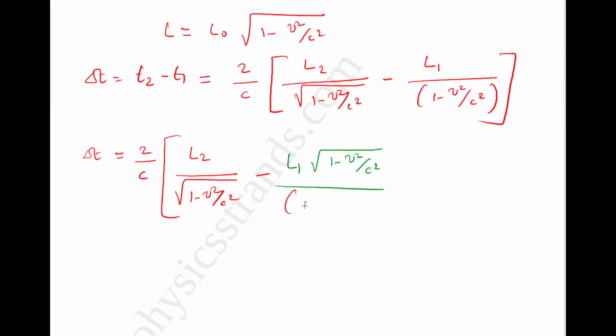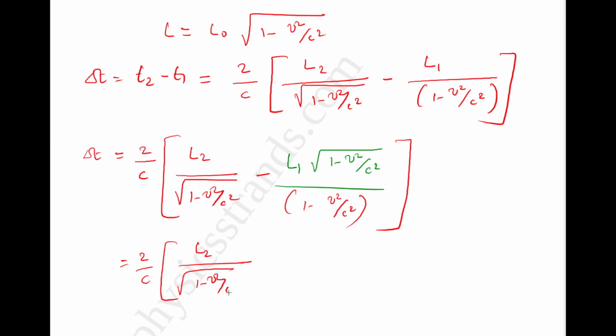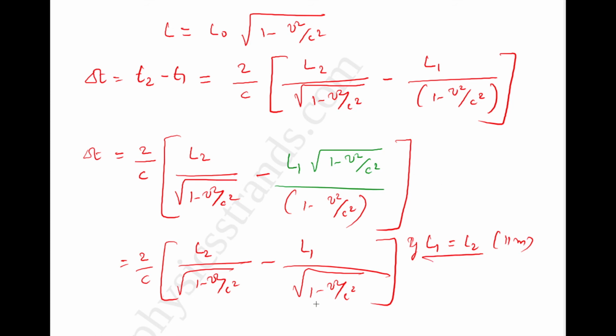If that happens, then we have the length contraction term in the second term here, that is for the parallel arm, which is along the direction of the light travel. Then we can simplify this further as 2 over c times L2 over square root of 1 minus v squared over c squared minus L1 over square root of 1 minus v squared over c squared. So here if L1 is equal to L2, because the arms are of equal length, which was 11 meters in the original experiment of 1887, then these two terms become the same. In that case, del t is equal to 0, right?